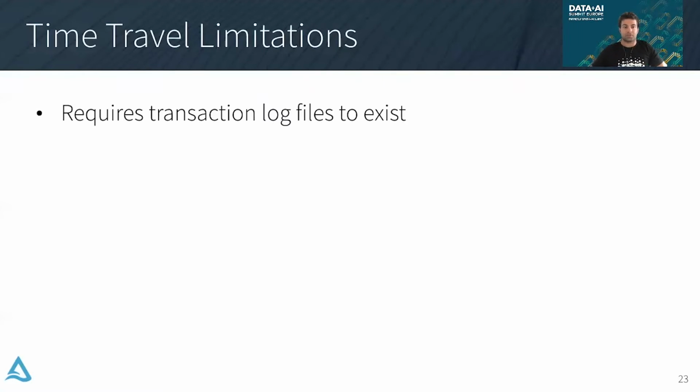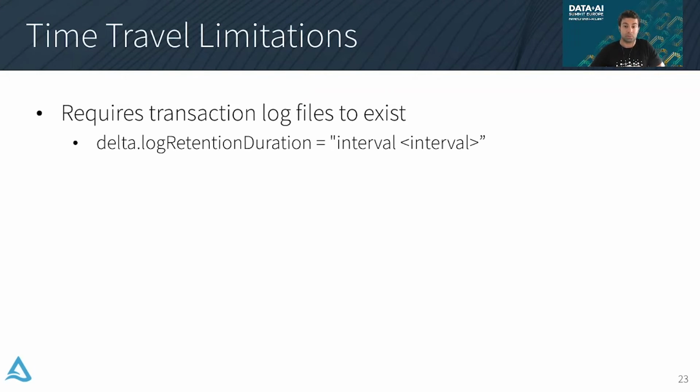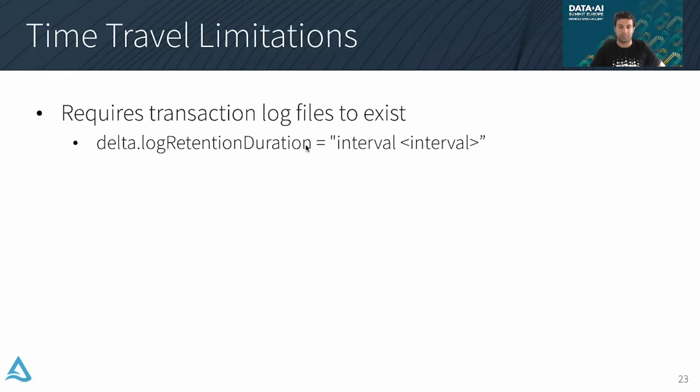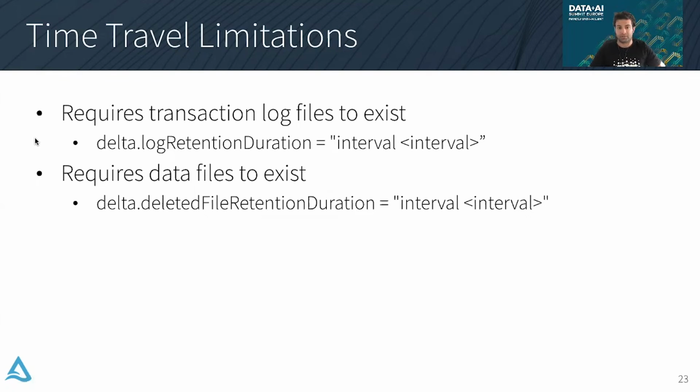So some of the limitations, first of all, we require the transaction log files to exist. Delta performs log cleanup by itself automatically, and it performs this log cleanup according to this log retention duration setting. Therefore, you can time travel at most as far back as this date. So if you want to time travel more than 30 days, which is the default, you would need to set this setting. We also require the data files to exist. Therefore, we have a different setting for this called the deleted file retention duration. And you might want to set these two to the same value of how much you want to time travel back.